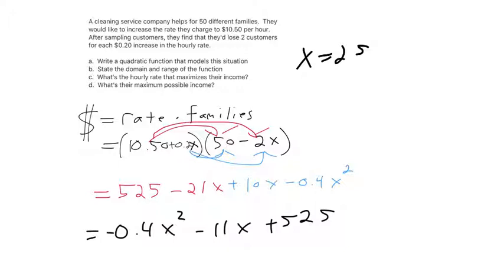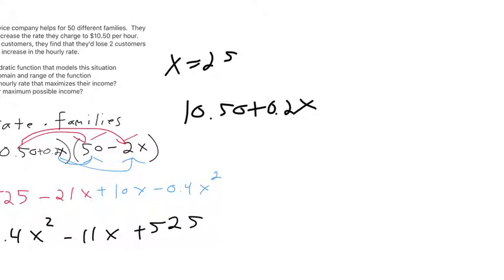But likewise, we can't give people money. That wouldn't make any sense for us. So we also want to restrict our domain on that side as well. We don't want to go $10.50 plus 0.2x. This is our rate. We don't want our rate to be less than 0. We want it to be greater than 0. So we can set up this inequality and solve it just to get x by itself like we normally do.